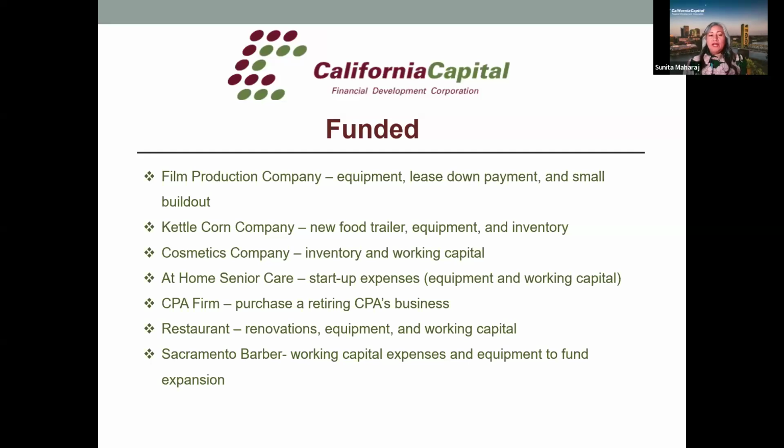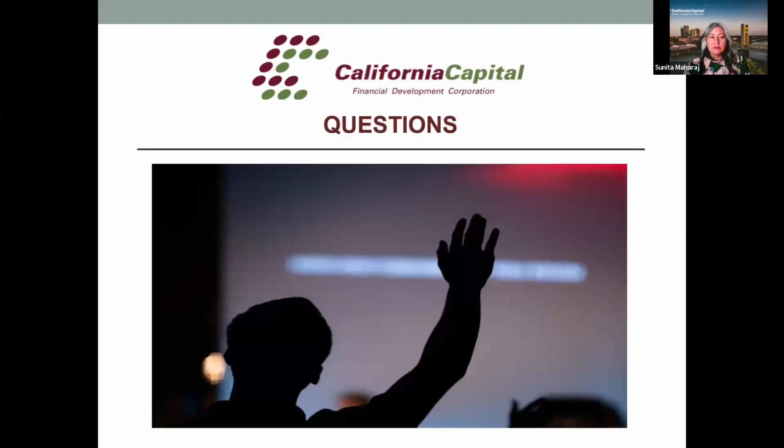A restaurant, maybe renovations, equipment, or working capital. And this, we also helped a Sacramento barber with working capital expenses, equipment, and to fund the expansion. So those are some great things we've been able to do so far, and many more. But this is just a taste of what we've been doing these last several years.